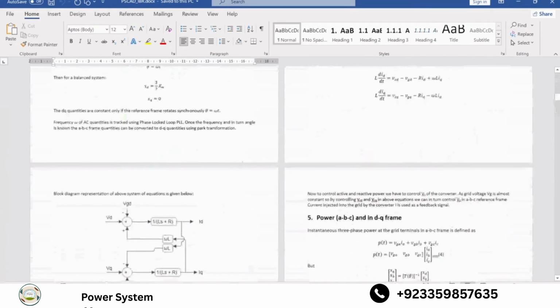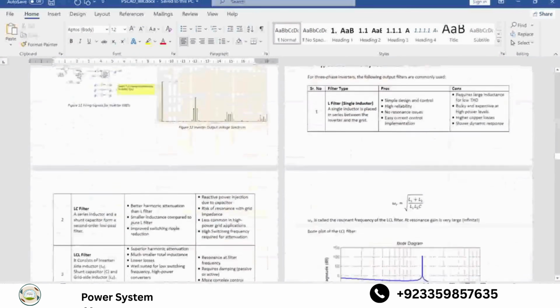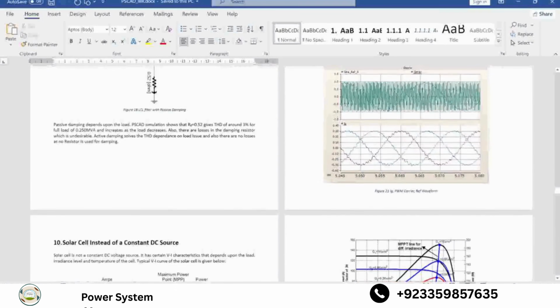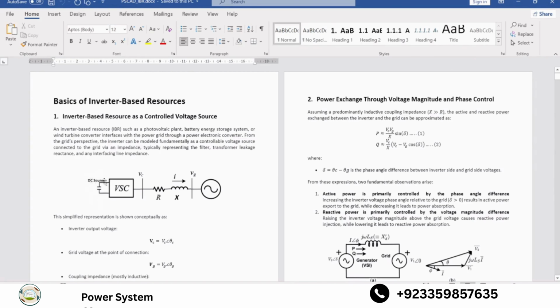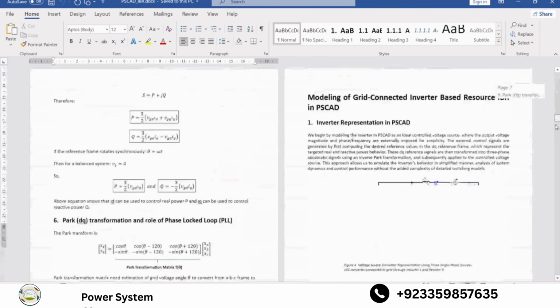Actually, it's quite lengthy, so I think this will take about 8 to 10 hours, maybe a little more than that. And of course, lastly, for example, my DC, I consider my DC source a constant DC source. It's not usually the case. For example, a PV cell is not a constant DC source, so we will be looking at that as well.